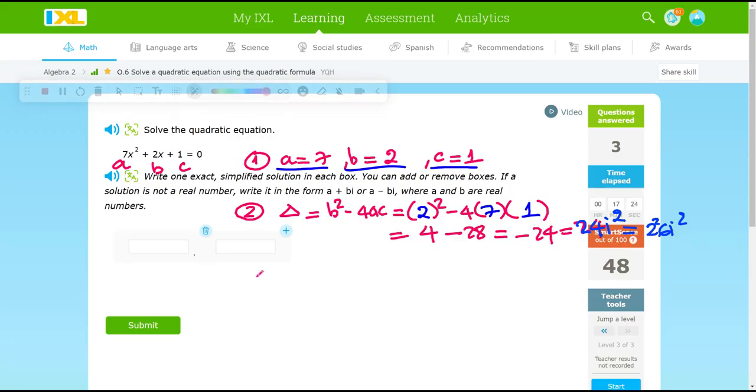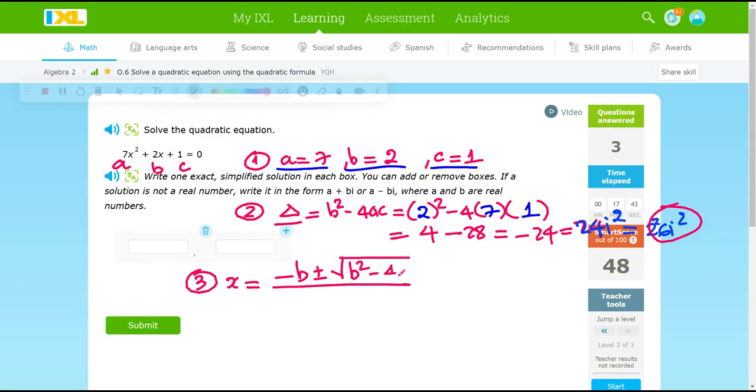So now step number 3, same thing. We substitute A, B, C, and delta into the quadratic formula, which is x equals subtract b plus minus square root of b squared subtract 4ac over 2a.